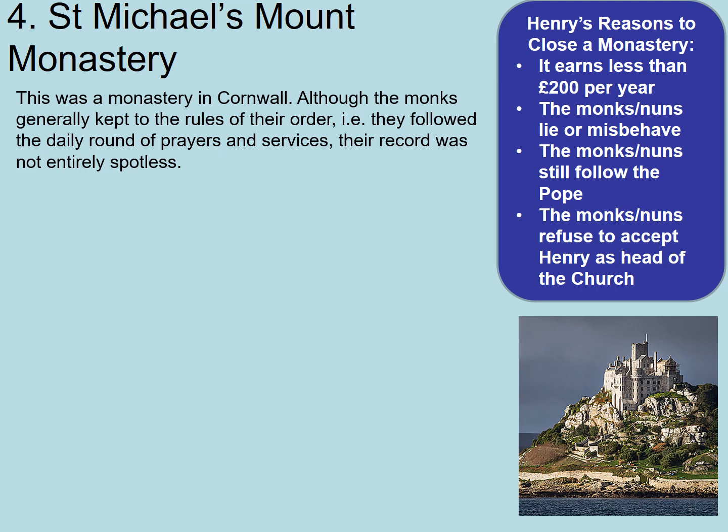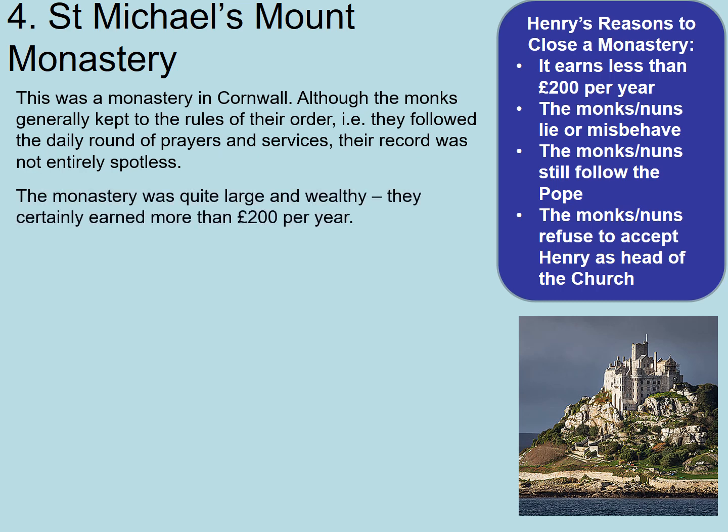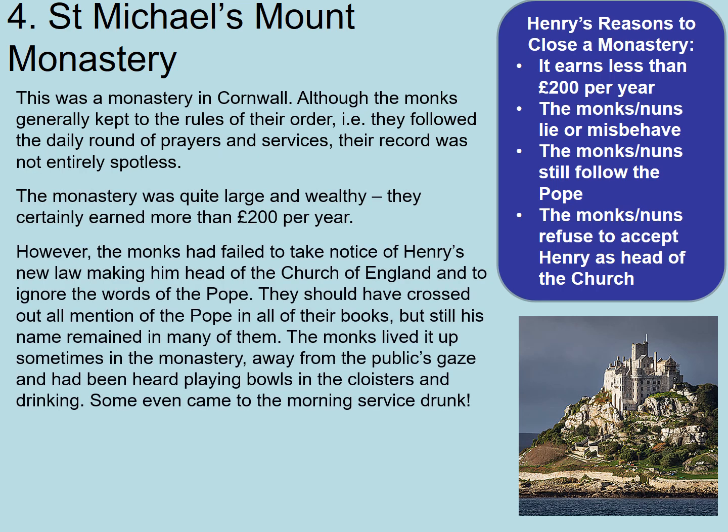Although the monks generally kept to the rules of their order, i.e. they followed the daily round of prayers and services, their record was not entirely spotless. The monastery was quite large and wealthy. They certainly earned more than £200 a year. However, the monks had failed to take notice of Henry's new law making him head of the Church of England, and to ignore the words of the Pope.